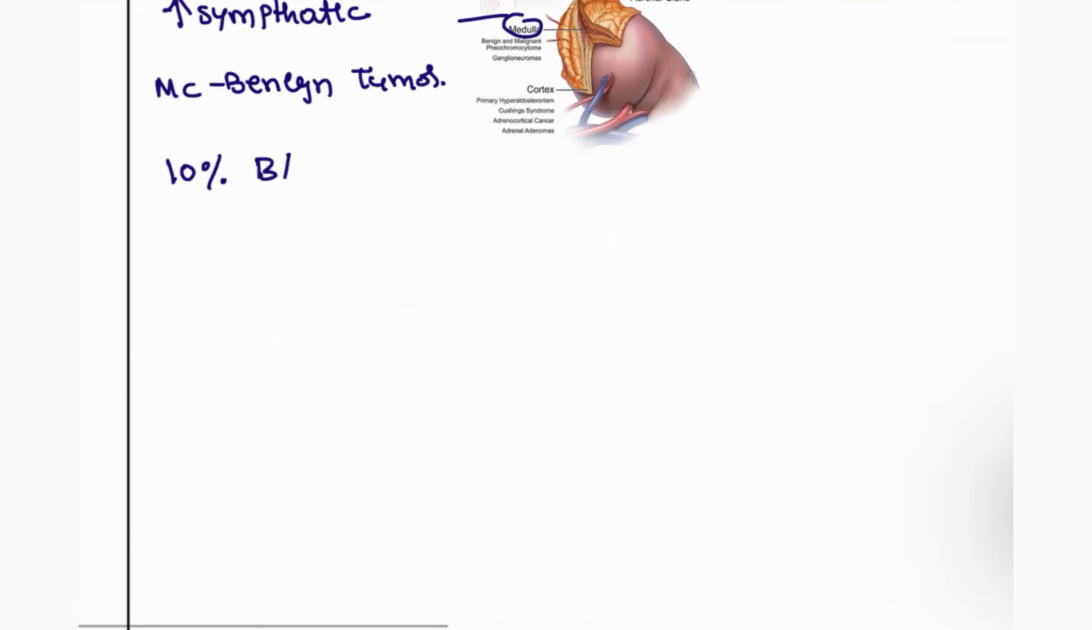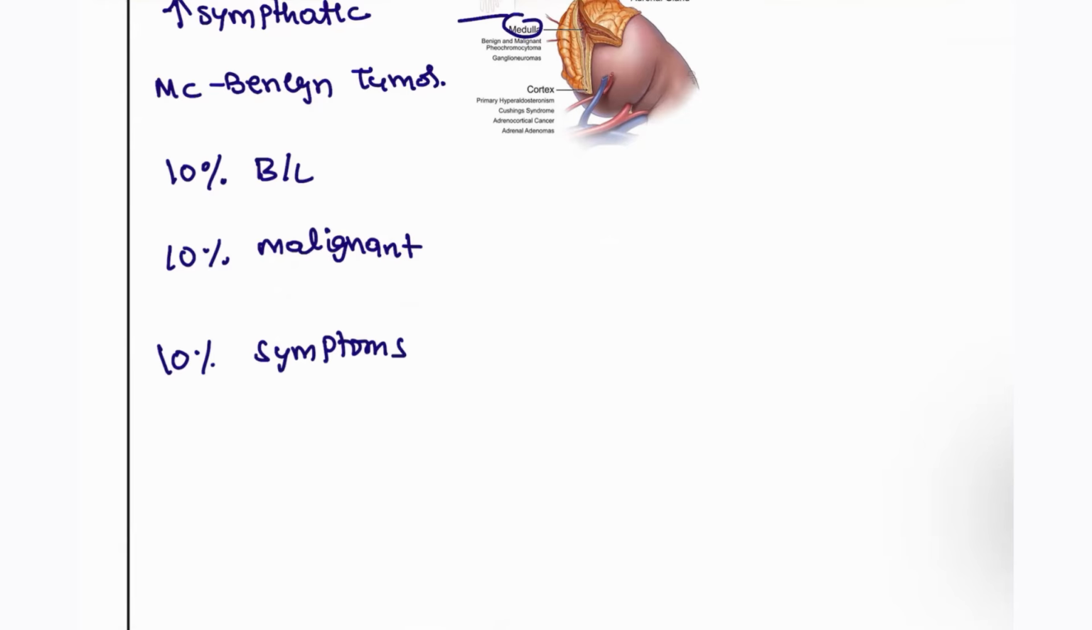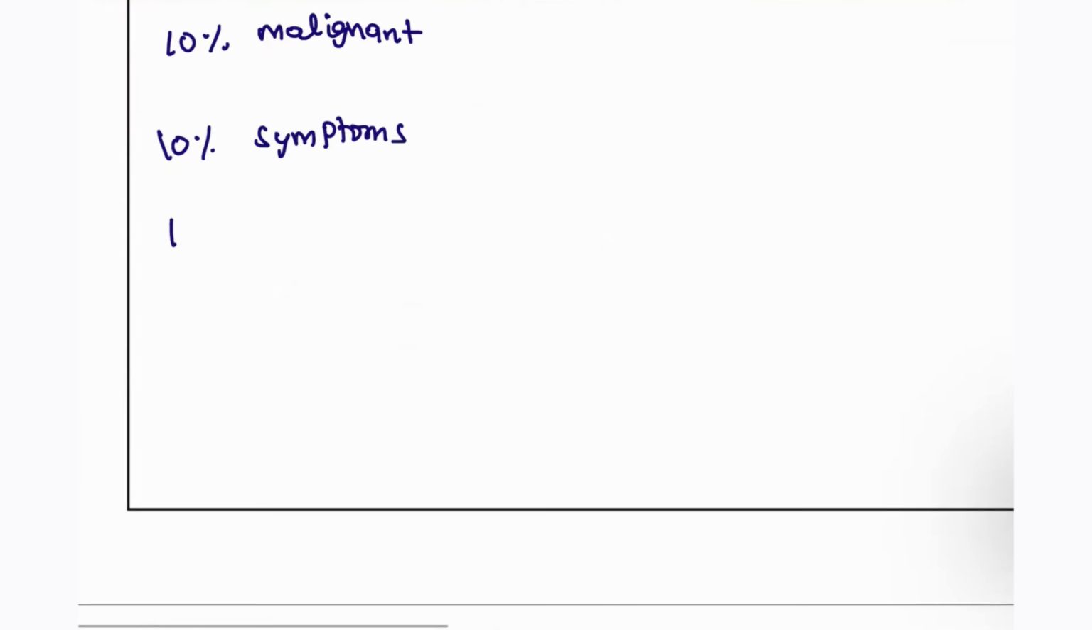10% will be bilateral, 10% will be malignant. Only 10% of the people will show the symptoms. On top of that, 10% are extra-adrenal. It can also involve the extra-adrenal sites.